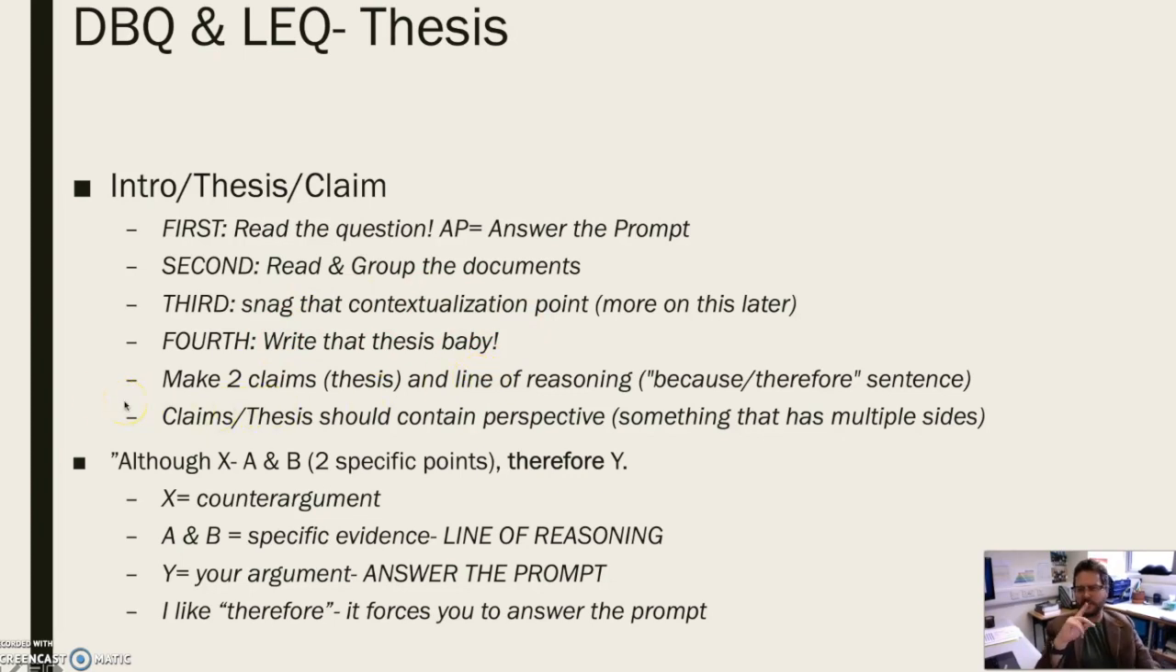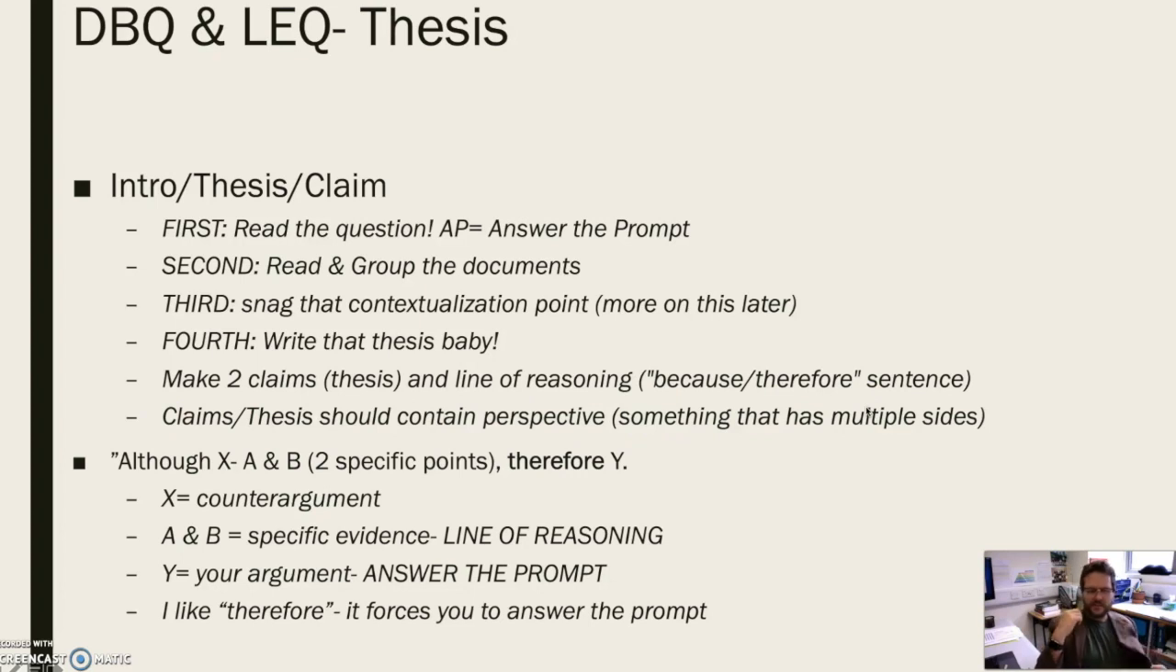The thesis should be 1 or 2 sentences. All right, you want to keep it specific and keep it concise. Be specific, be concise. All right. So within a thesis, you want to make 2 claims and have a line of reasoning, or because therefore sentence. All right, and then you're going to have claims. Thesis should contain a perspective, right? Something needs to have multiple sides.